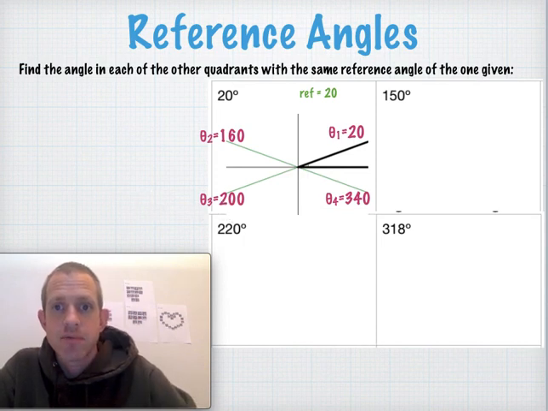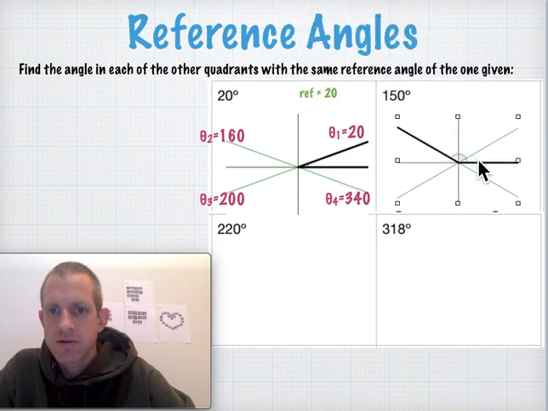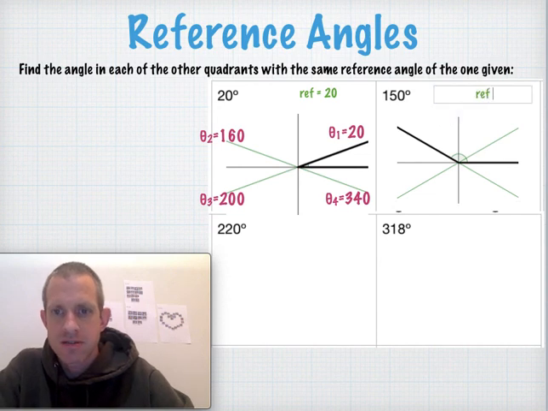Let's try another example with 150 degrees. So 150 degrees, that's this angle right here. And so that is almost 180. It's definitely a quadrant 2 angle. Let's find its reference angle first. So how far away from 180 is that? That is 180 minus 150, a 30-degree reference angle.